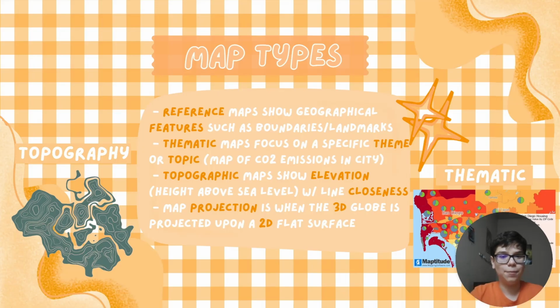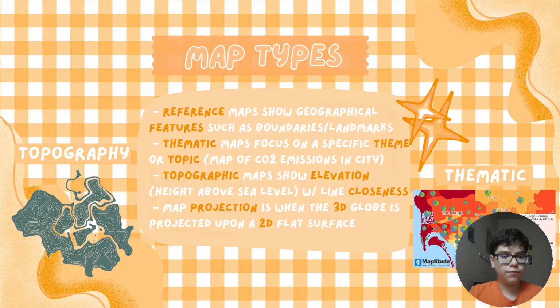Last type of map is topographic maps. And these show elevation, which in case you don't know is the height above sea level. And the closer the lines are together, the steeper the area is. That makes sense. Each line usually represents, obviously you're going to have a scale that tells you how much it is, but normally it's going to be 10 feet higher with each line.